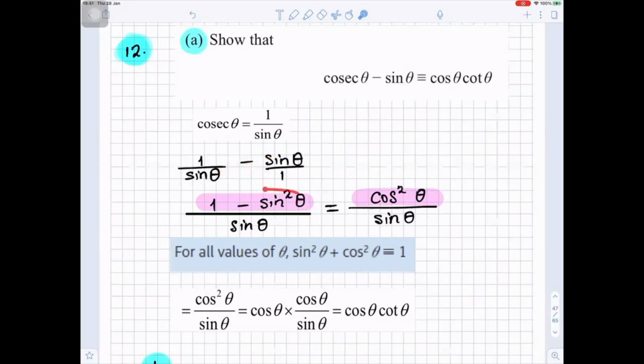But we know 1 minus sine squared theta is cos squared theta. We use this identity: cos squared theta plus sine squared theta is identical to 1. Now we can split it. Cos squared theta over sine squared theta. We can write it as cos theta times cos theta over sine theta. So you have the first cos theta, and then cos theta over sine theta is cot theta, which is 1 over tan theta. And that's what you're required to show.